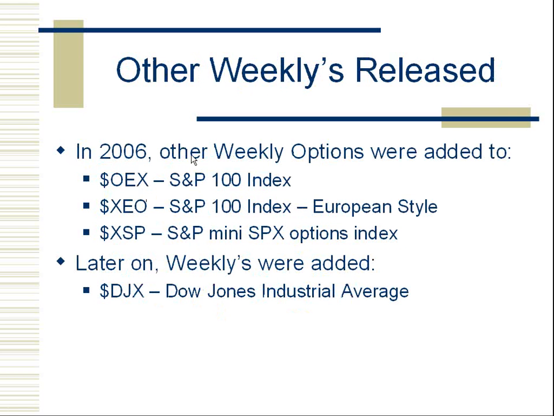Now, shortly after that, through 2006, other weekly options were added to the indexes of the OEX, which is the S&P 100 index, it's American-style expiration, and then the XEO, which is a European-style S&P 100 index, and XSP, which is the S&P Mini SPX options. Later on, weeklies were added to the Dow Jones Industrial Average.